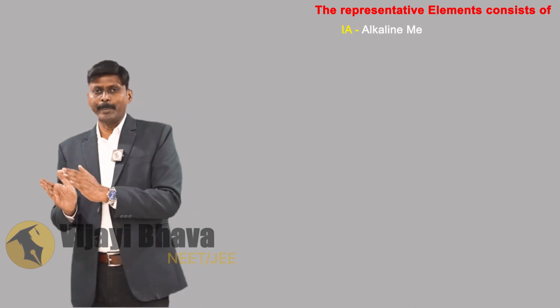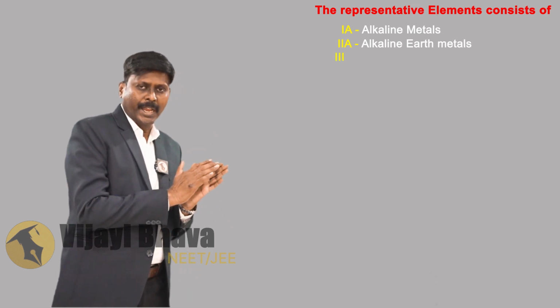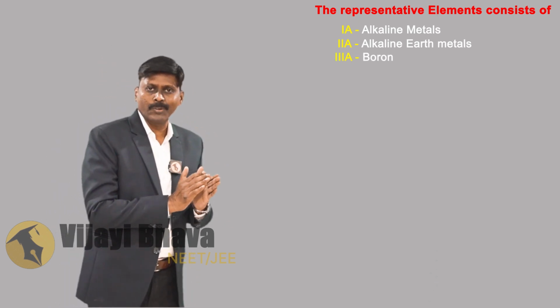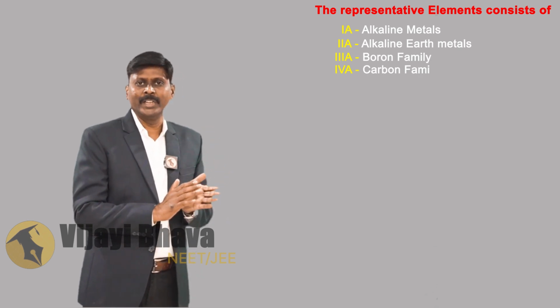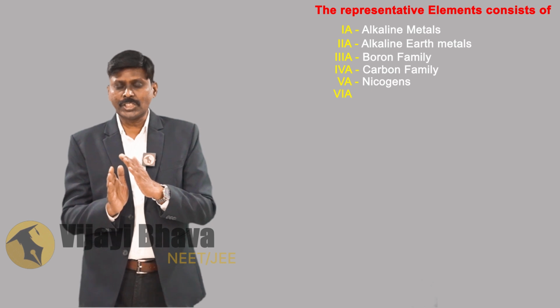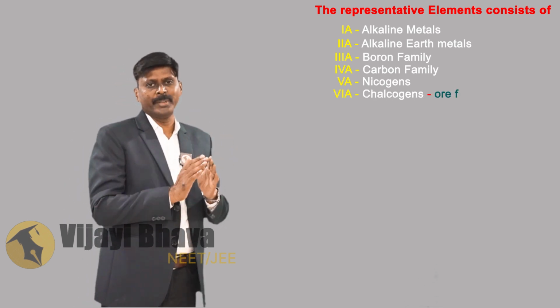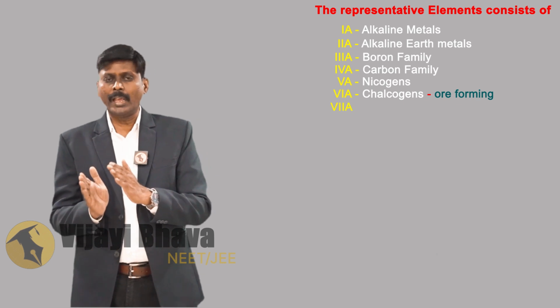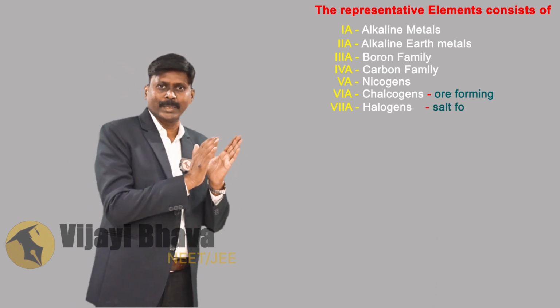The representative elements group consists of 1A the alkali metals, 2A the alkaline earth metals, 3A otherwise called boron family, 4A otherwise called carbon family, 5A otherwise called pnictogens, 6A otherwise called chalcogens since they are ore forming substances, 7A otherwise called halogens since they are salt forming substances.